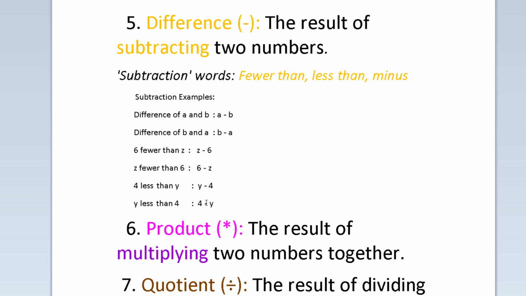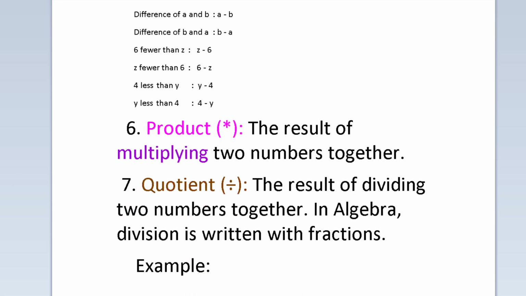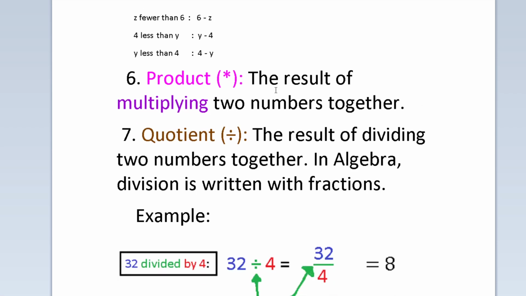4 less than y, it works in the same way as above. All right, so product here, this is the result of multiplying 2 numbers together. Remember with multiplication, the order doesn't really matter. There's something I'll mention that we'll keep in mind with variables, but we'll get there in a minute.